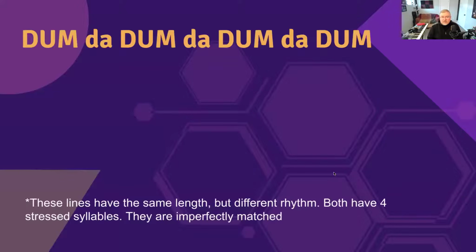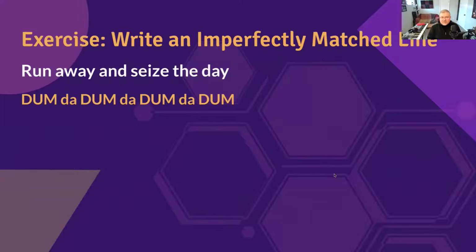Now, if we do an imperfectly matched line, again, imperfectly matched means you have the same number of stress syllables, but you have a different rhythm pattern. So let's take 2 or 3 minutes here and have you write an imperfectly matched line to run away and seize the day. So that's the line that you're imperfectly matching. So it's run away and seize the day. So yeah, we'll give it about 2 minutes here and then we'll come back to it.